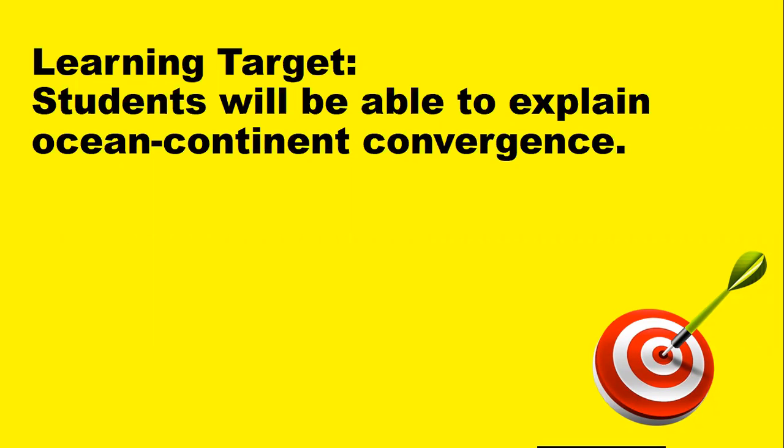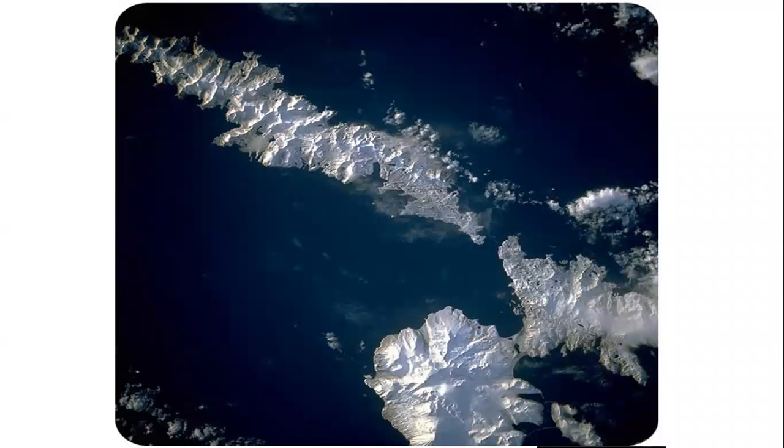Ocean-continent convergence. As this picture shows, you can see where oceanic lithosphere subducts. At a convergent plate boundary, when one plate is oceanic, there are large volcanoes. And if you look closely, you can see these mountains are actually volcanoes. These volcanoes are found in lines that outline the subduction zone. Earthquakes also happen in these zones.